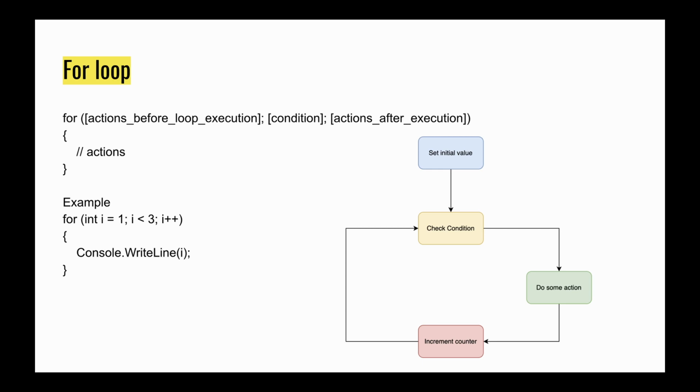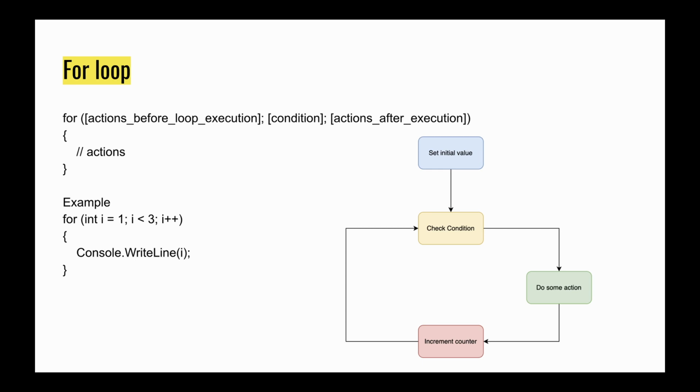The variable I is defined. The condition I is less than 3 is tested. It is true, because 1 is less than 3, so the loop block is executed, namely the Console.WriteLine statement, which outputs the value of variable I to the console. The loop block has finished execution, so the third part of the loop declaration, I++, is executed. After that, the variable I will be equal to 2.